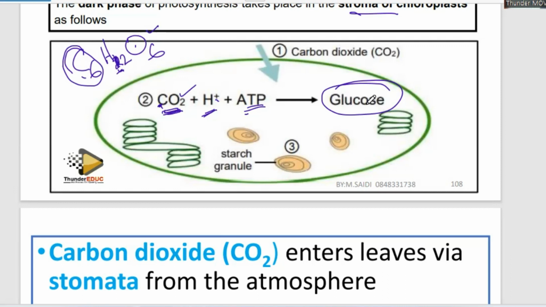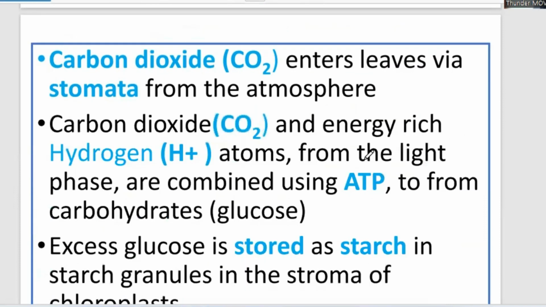So now here, glucose, if it is not going to be used, is stored as starch. So starch is the storage form of glucose or carbohydrates in plants. In animals it is a different story. We shall see it when we go to nutrition. So this is the summary.